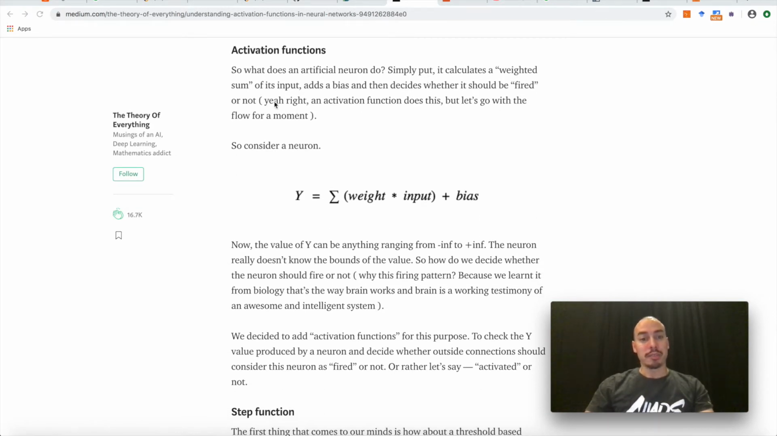Simply put, it calculates the weighted sum of its input, adds bias, and then decides whether it should be fired or not. So consider a neuron: weight times input, summed up, then plus bias.